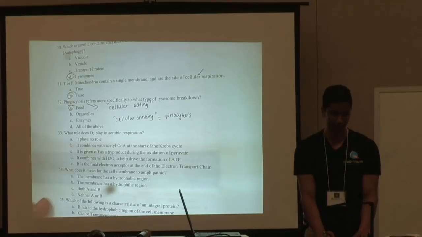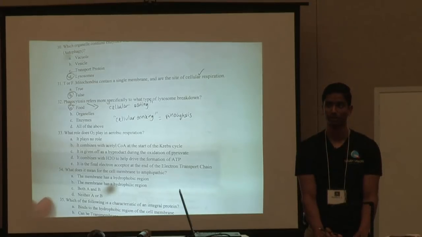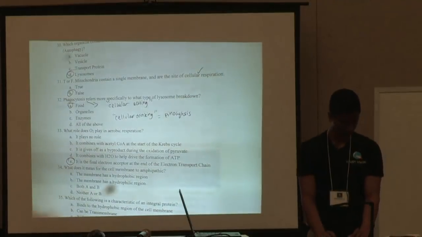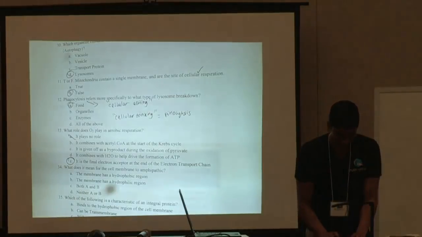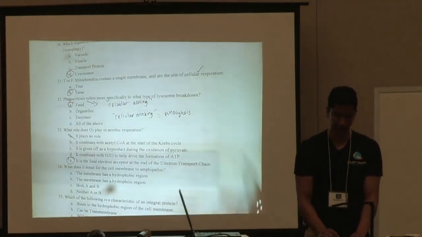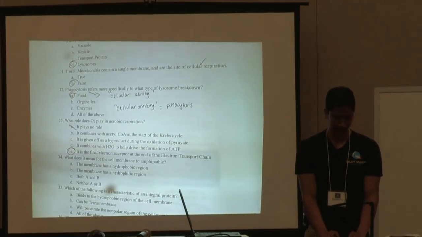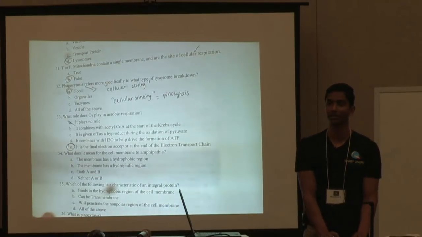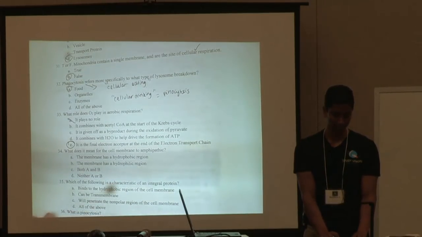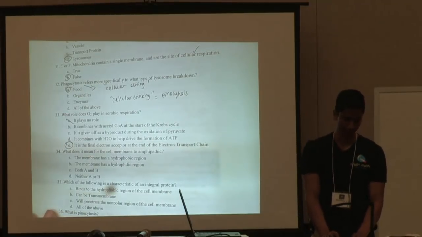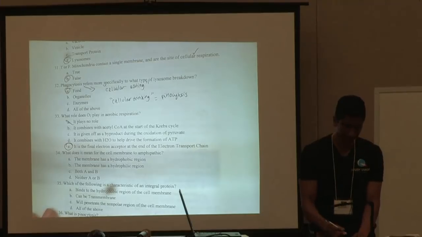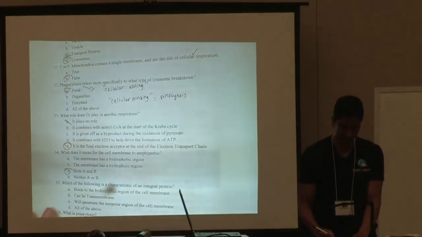What role does O2 play in aerobic respiration? The final electron acceptor. Good. Definitely doesn't play no role. And the rest of these just aren't, right? Everyone good on that? All right, what does it mean for the cell membrane to be amphipathic? C, good. Both A and B, right?